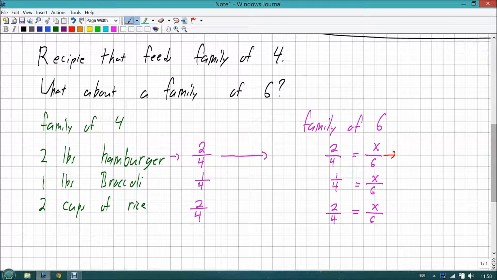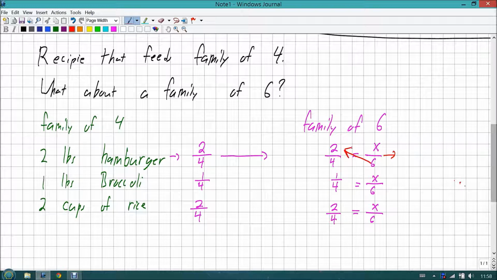Let's say that we have 2 over 4 is equal to x over 6. We need to figure out what our x is. To do that, we have a couple of techniques. The easiest to remember is to just cross multiply. So note how the multiplication only occurs across an equal sign, hence it's cross multiply. And make sure that you put the things on the right side.